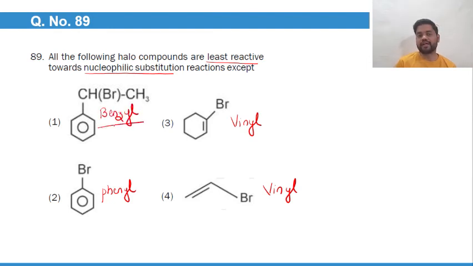And option number one, if you'll see, it is a benzyl halide. Option number one comes into the category of benzyl halide. So this 2, 3, and 4, they all are least reactive, but yes, one will be highly reactive. So that is the odd man out. So 89, option number 1 will be the right answer.